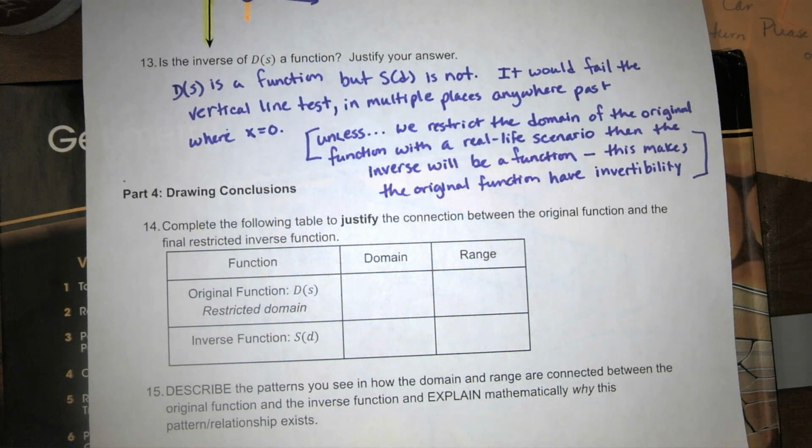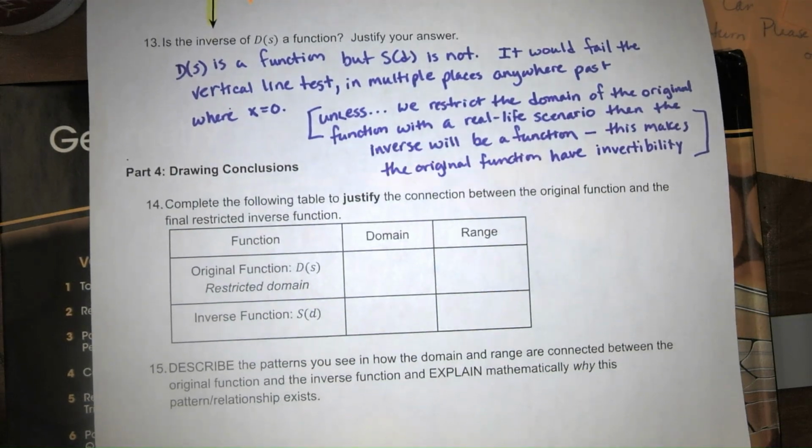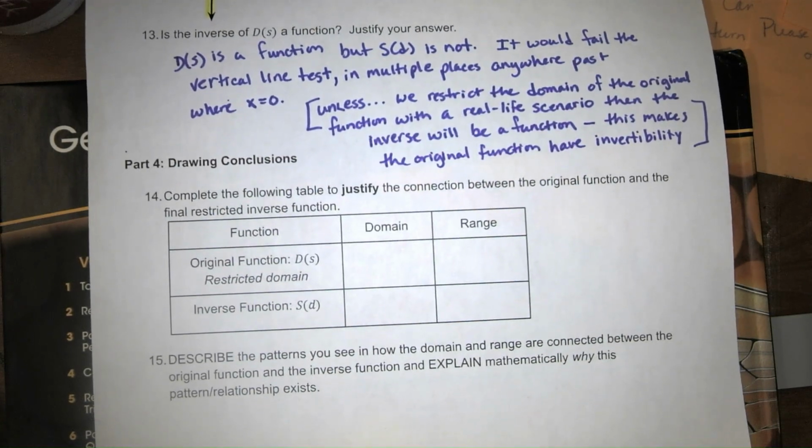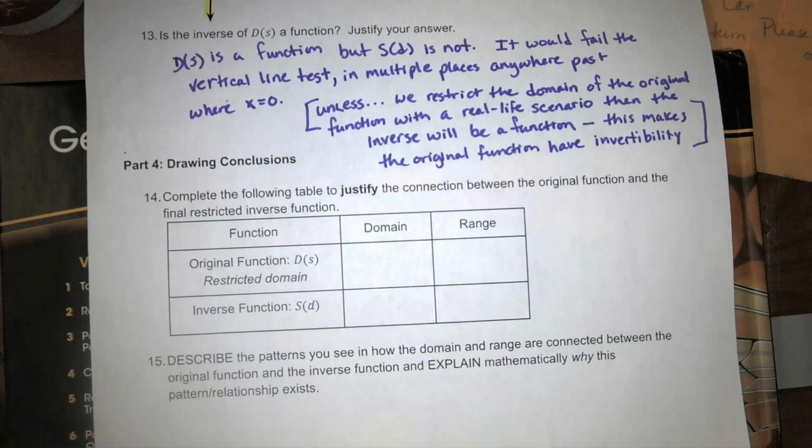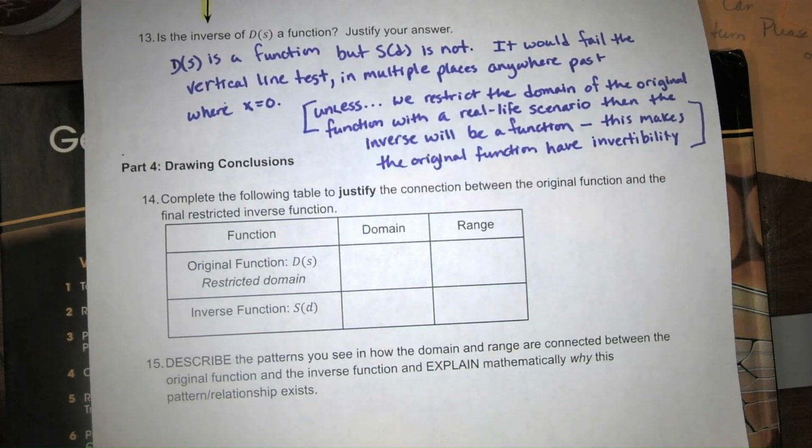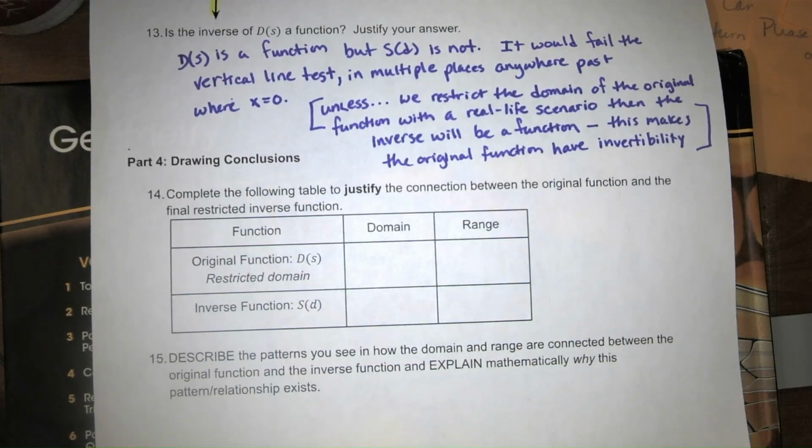This is Mrs. Clark, and I am finishing up our lesson 1.2, flipping Ferraris. We got to do our last two questions here, 14 and 15, just to round out the last part of our lesson. So we're on part 4, which is drawing conclusions. This is very much a criterion B kind of question.